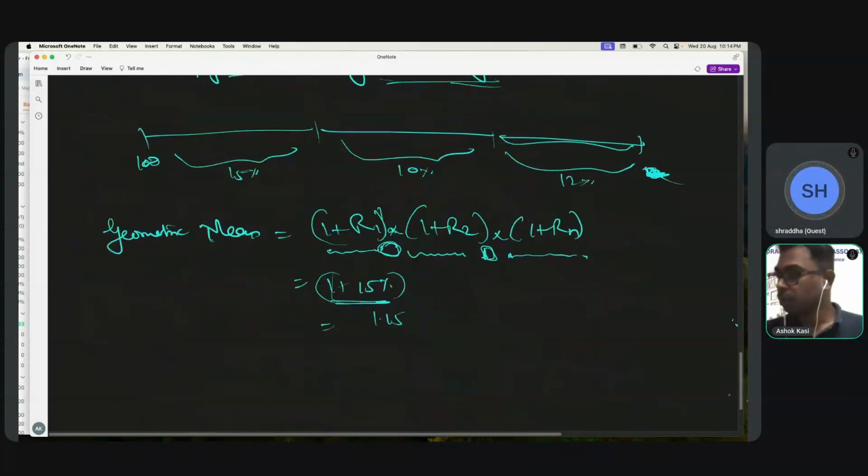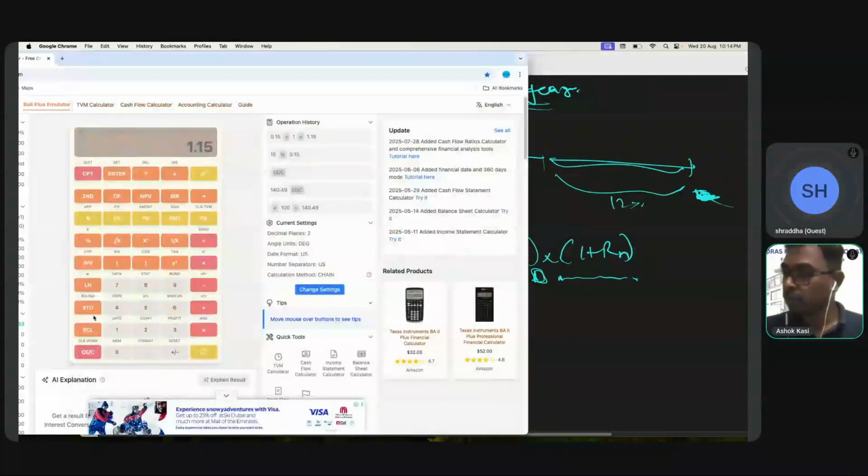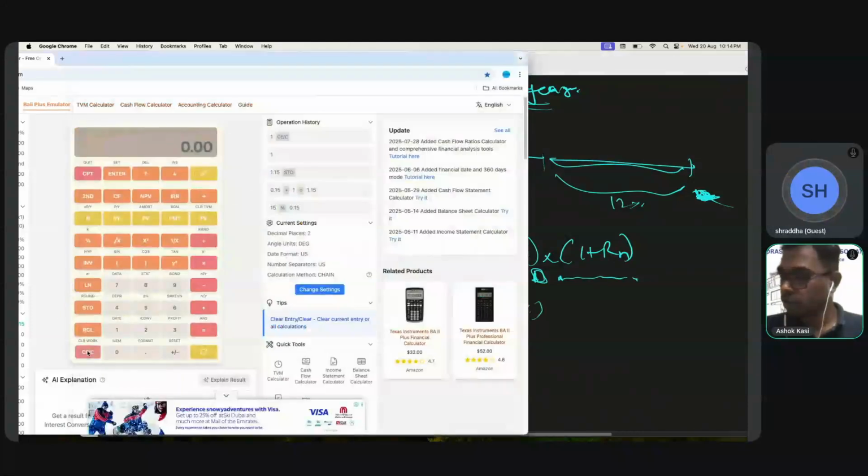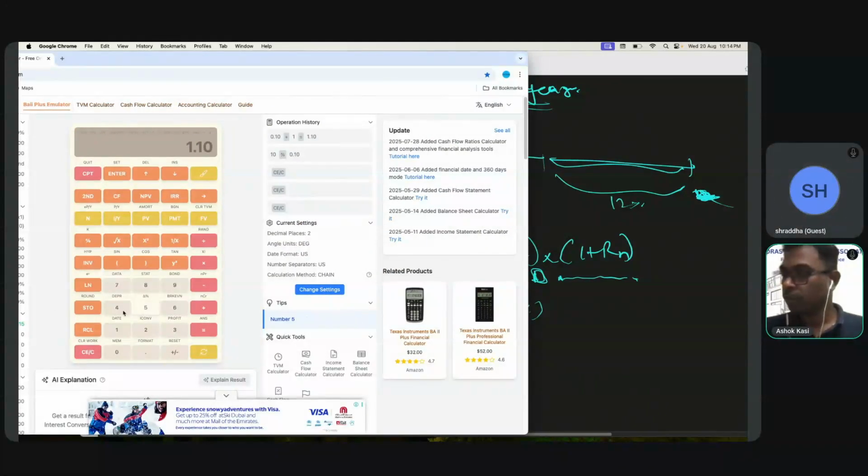Which I will save now. Store 1. Then here also, into 1 plus at the rate of 10 percentage. So here 1 will become 1.10. So I can do it here like this: 10 percentage plus 1 is 1.10. This is store 2.